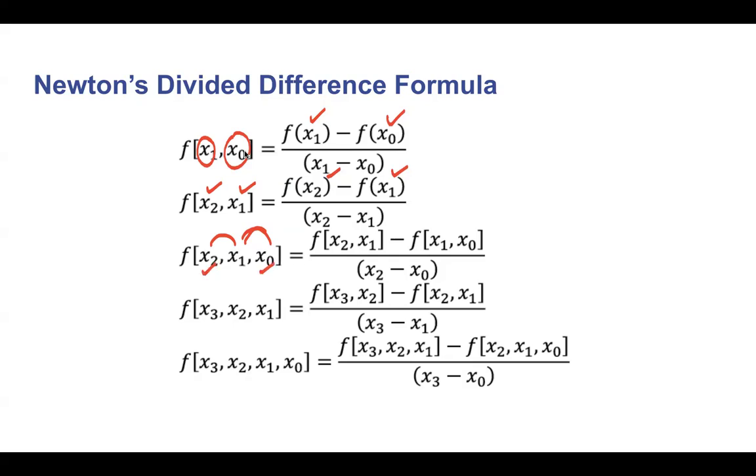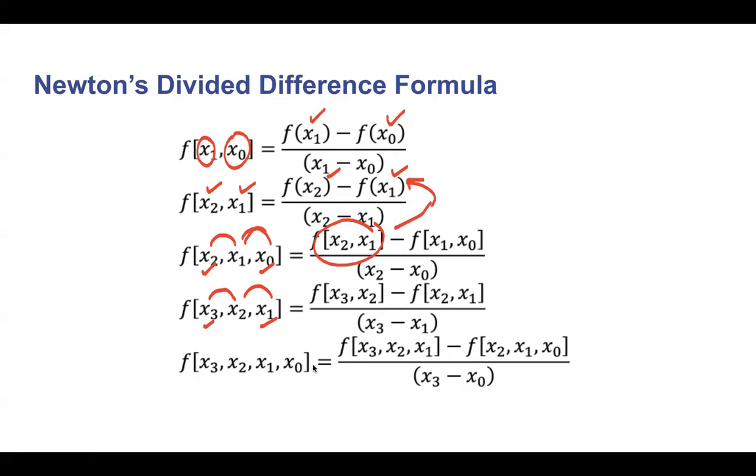And for this entry, you take f of x3, x2, then f of x2, x1, and the difference will be between x3 and x1. This one obviously will have a formula like this. This comes from here. Sorry, not this one, here. So this equation will come from here. This is how Newton's divided difference is done.